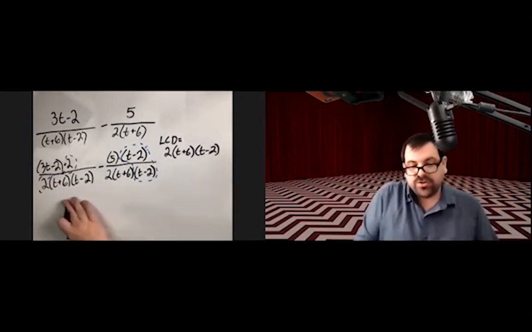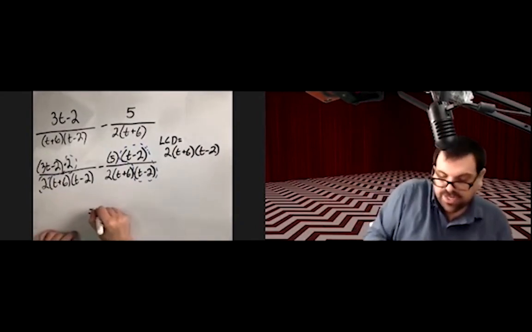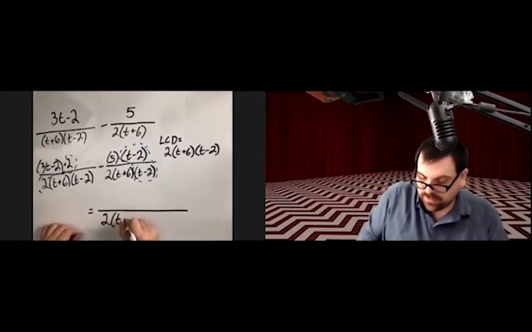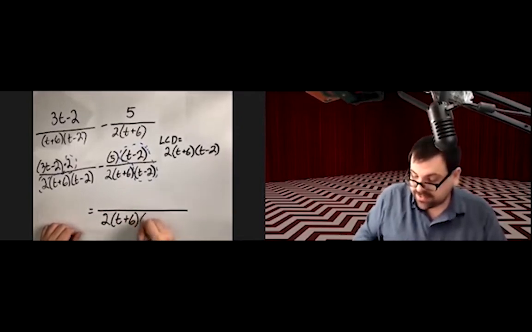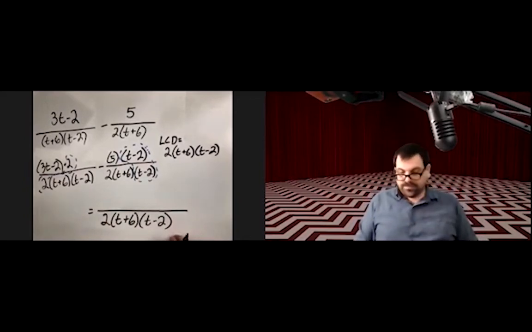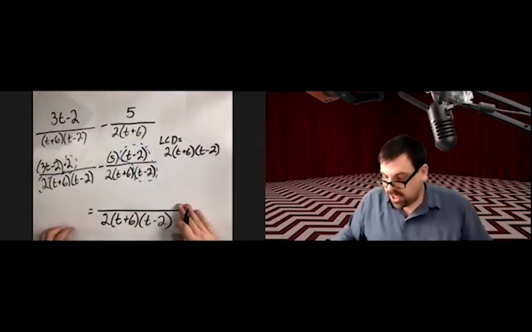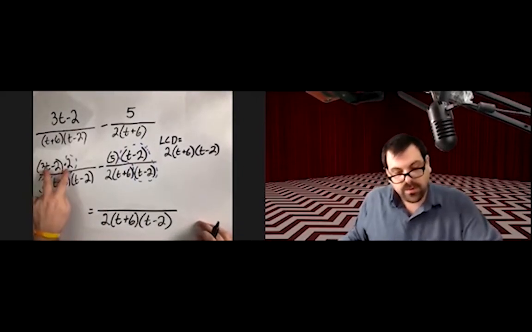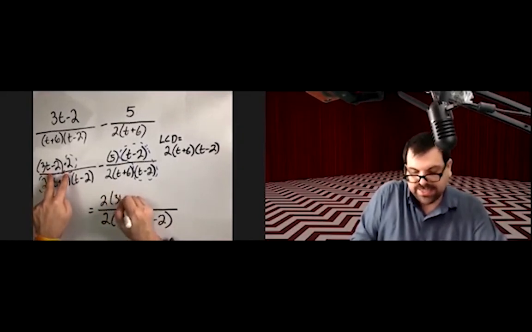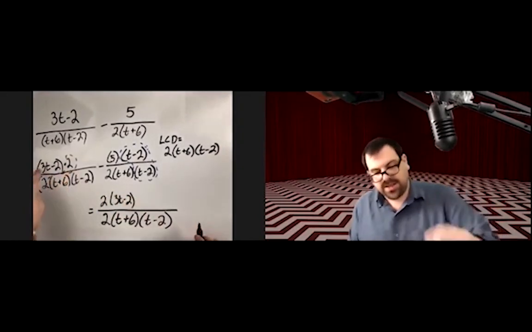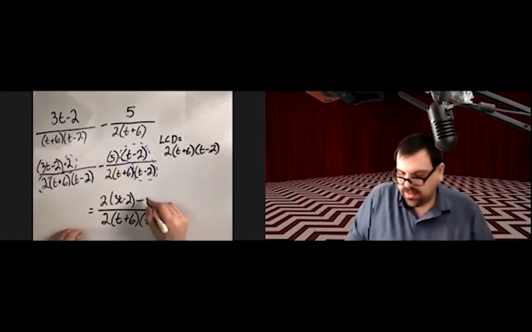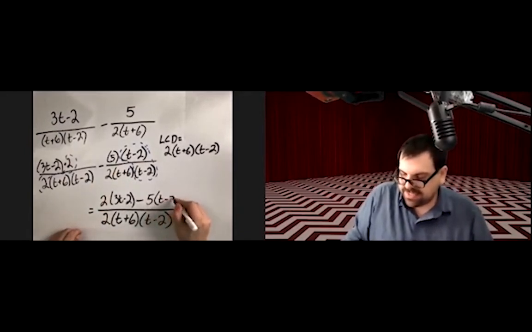Okay, so we're subtracting two fractions that have the same denominator. That means our answer will also have that denominator, 2 times t plus 6 times t minus 2. On top, we have 2 times 3t minus 2. That's what we get when we multiply the 2 times that. And then we are subtracting the 5 times the t minus 2.